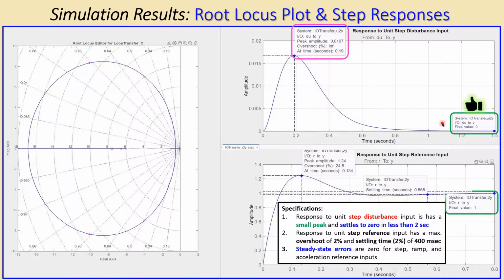But if I look at the unit step reference input response, the final value is 1, that's according to specification 3, that is okay. But the overshoot is 24.5%, that's not good because it must be 2%, so it is way larger. And the settling time is 0.568 seconds, and that is also larger than the 400 milliseconds, so 0.4 seconds was the maximum. So we need to tune in order to get this done, and much lower actually also for the overshoot. So we need to tune it and see what we can do.